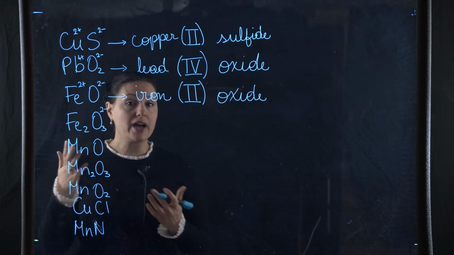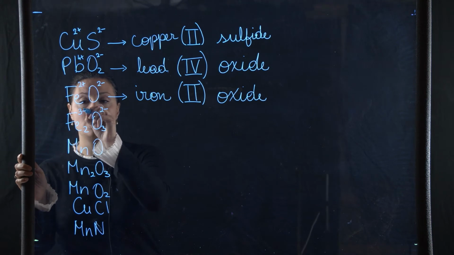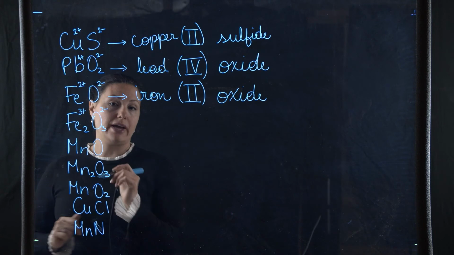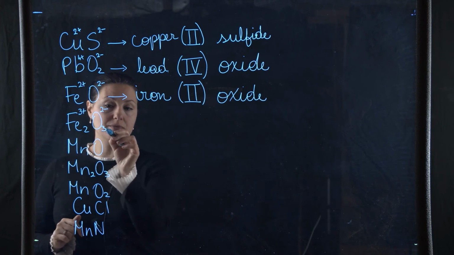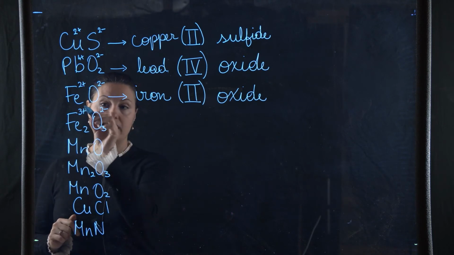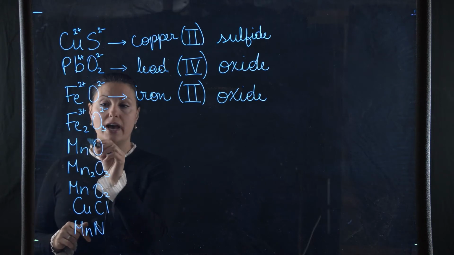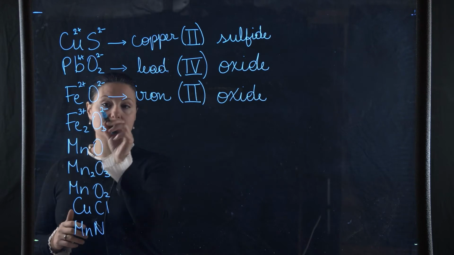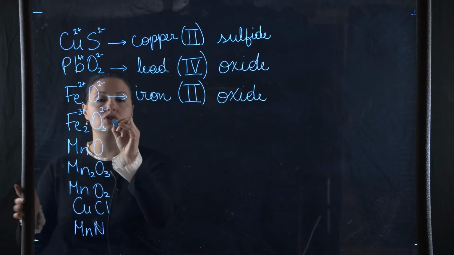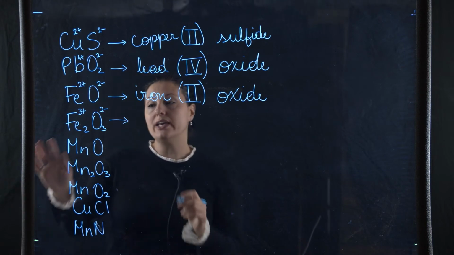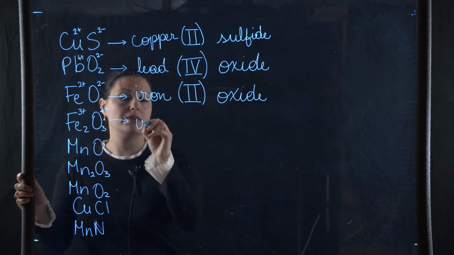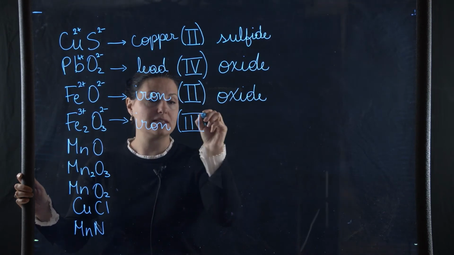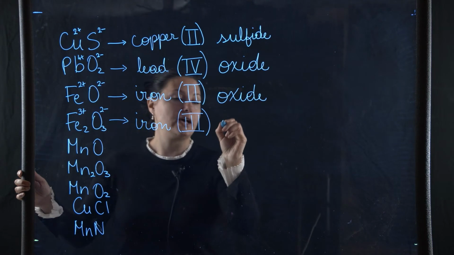And that means that each iron will have a 3+ charge. This is the opposite of what we were doing when we were writing formulas. If you take the subscript for the oxygen and bring it up here, it will tell you the charge of the iron. If you take the subscript for the iron ions and take it up by the oxygen, it will tell you the charge of the oxygen. So when I write this out, it will be iron, Roman numeral 3, because that's the charge, oxide.